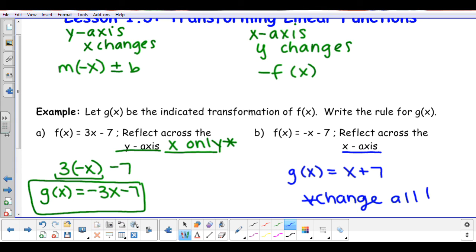Now some of them maybe have different signs, so if you had a positive and a negative in the same equation, that's fine. Just flip the signs as they need to be flipped.